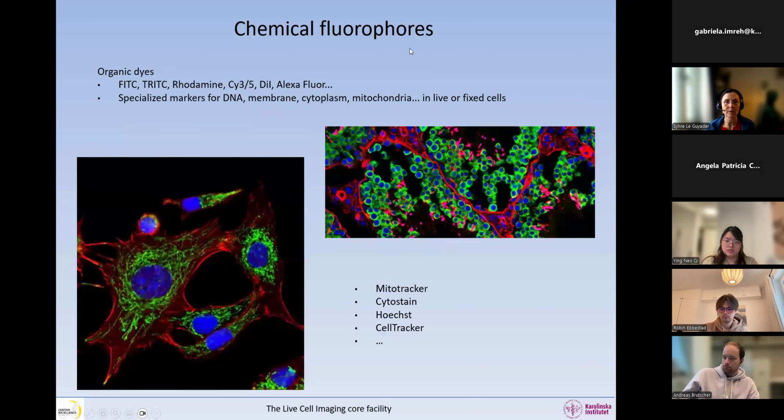So let's have a look a little bit at chemical fluorophores. We have dyes, all these organic dyes they use. So I'm sure that you recognize all these names, all the Alexa fluorophores and FITCs and TRITCs and stuff like this are organic dyes. So they are chemical fluorophores. And they can be really specialized to mark DNA, membrane, cytoplasm, mitochondria. You can use these chemical fluorophores in live cells or in fixed cells. So you recognize certainly some of the names in here. And so these are some types of fluorophores.